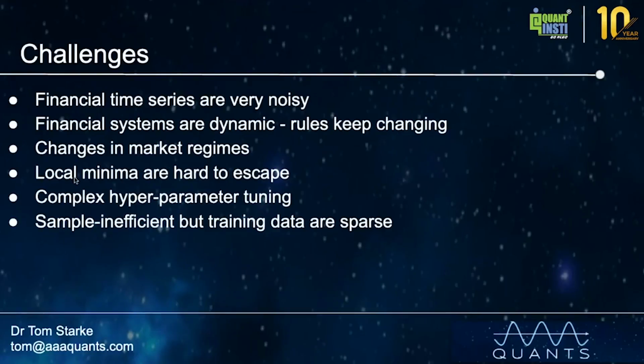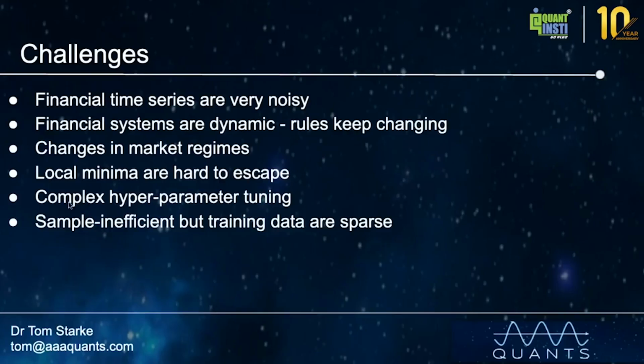And one of the problems that we have when we use neural networks is the problem of local minima, which are really hard to escape. Once our machine has learned a specific market regime or specific market behavior, then when the market behavior changes, it will sometimes be hard for our reinforcement learning machine to get out of this and actually learn a new behavior.